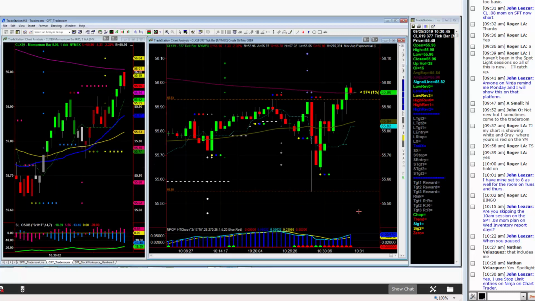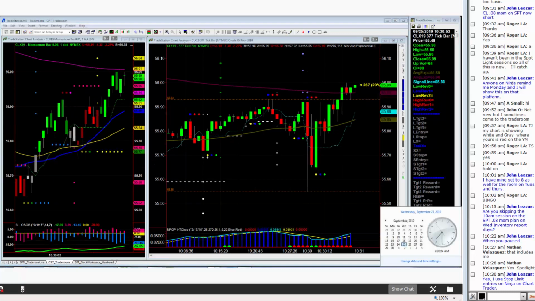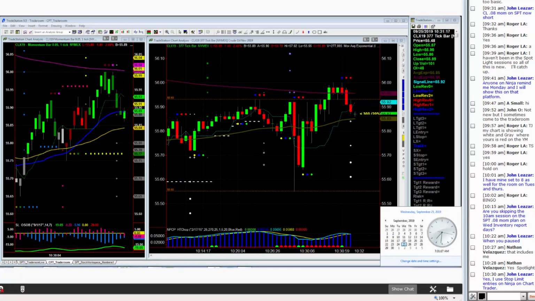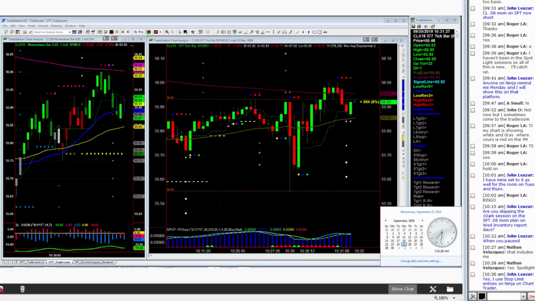Now it's heading higher. Got 1 minute and 5 seconds to go, which is literally an eternity. So much could happen within the next minute or so. Yo, that's pretty cool. You can do that, John. Stop limit on chart trading. Yeah, Ninja can do a bunch of stuff that TradeStation can't. TradeStation's a little bit behind the times, I think, technologically.